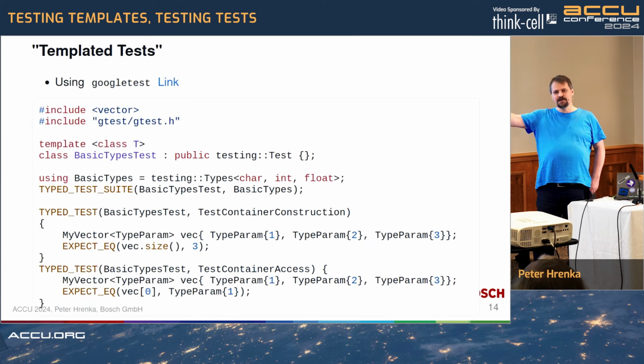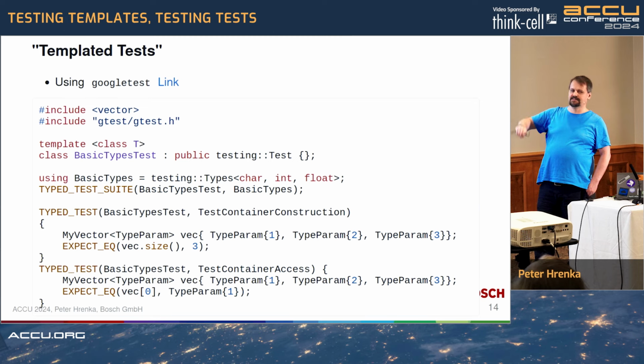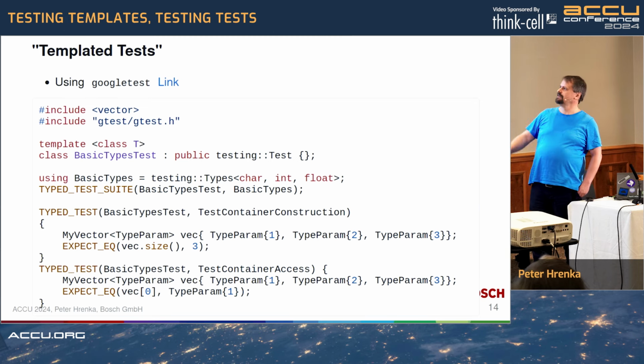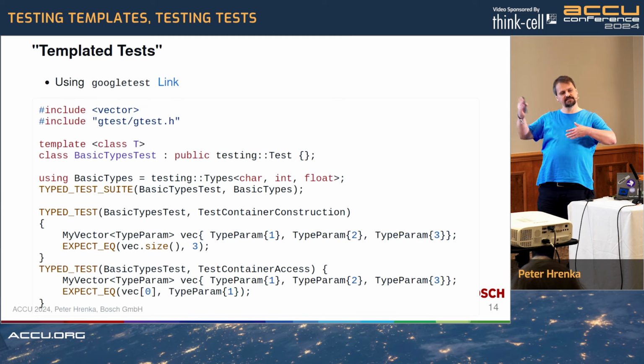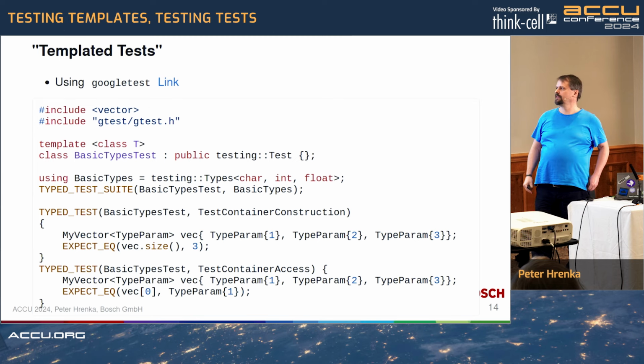So I was lying a little bit maybe. Of course, there are templated tests in Google Test. You can do that. So what you need is a test class, a template test class actually. You can derive that from testing test, which we see here. Then we define a list of types with testing types that we want to test with. Okay, now that's closer to what I need. We define something called a test suite, basic test types, and this is assigned somehow to these basic types.